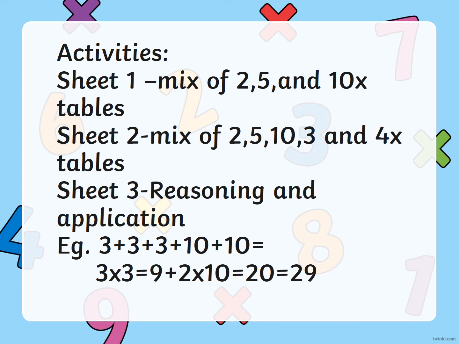So for example, you might see 3 add 3 add 3, add 10 add 10. Write this as a multiplication calculation. So you can see there are 3 lots of 3, so you'd write 3 times 3 equals 9, plus 2 lots of 10, so 2 times 10 equals 20, and then write the answer 29.